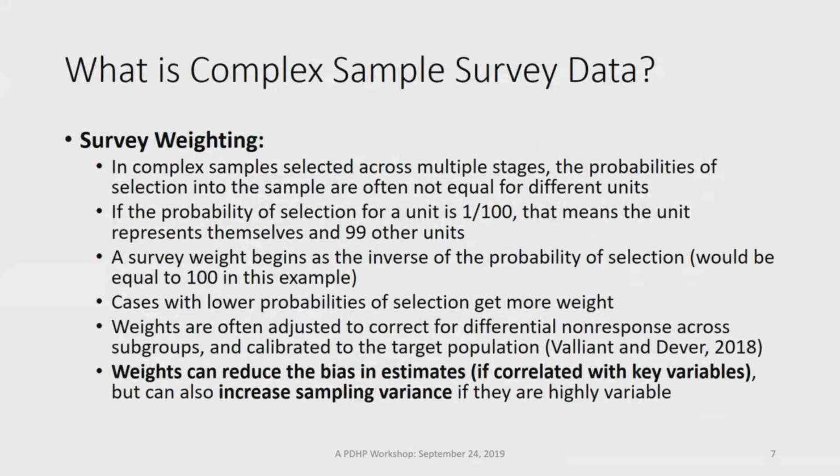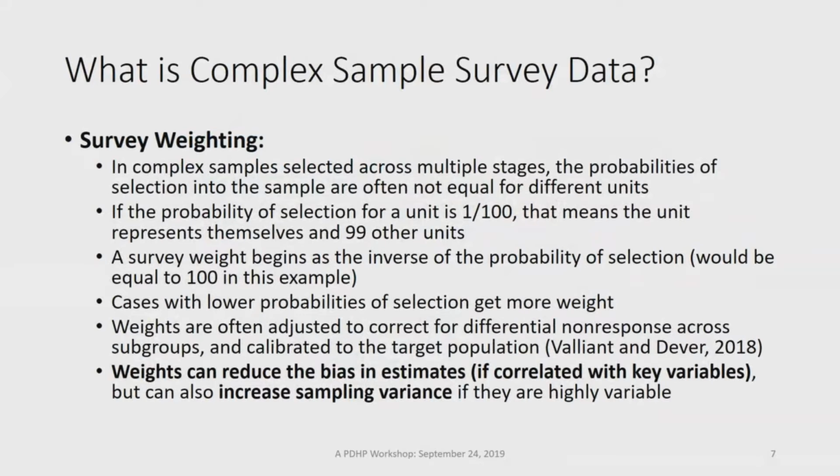Okay, so the way to think about this is that if the probability of selection for a given case by design is defined to be 1 out of 100, that means that unit represents themselves and 99 other units like them in the population. Okay? So I had a 1 in 100 chance of being selected, so I have to speak up for 99 other units that weren't selected. That's the basic idea here. And so my weight might be 1 out of 100, your weight might be 1 out of 1,000. Somebody else's weight or somebody else's probability of selection might be 1 out of 10,000. Okay? This is what introduces the need for differential weighting.